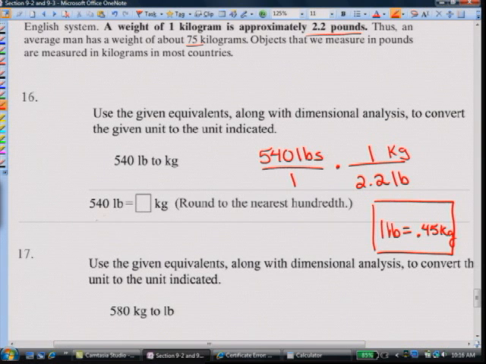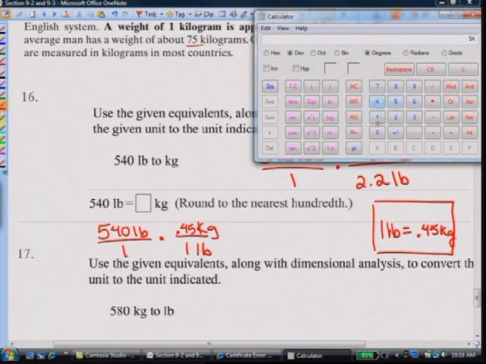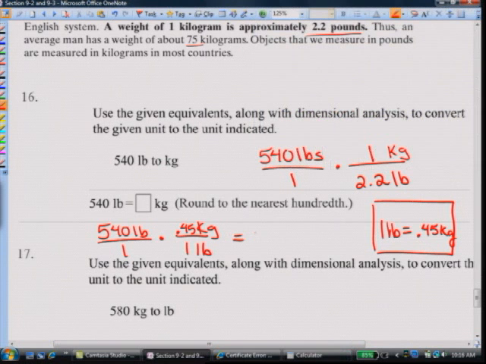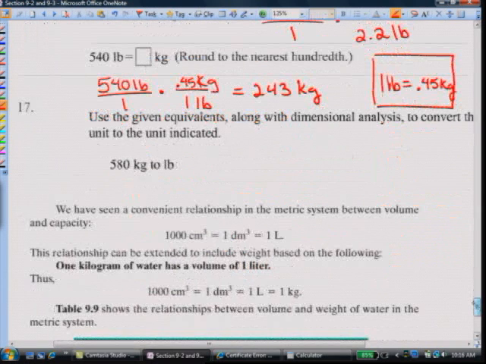So I'm going to erase this, and I'm going to say 540 pounds over 1. We want to get to kilograms, so we'll put the kilograms here and the pounds here, and we've got 0.45 kilograms over 1. Now all we have to do is multiply 540 times 0.45, and we get 243, which is the answer that they got, 243 kilograms.